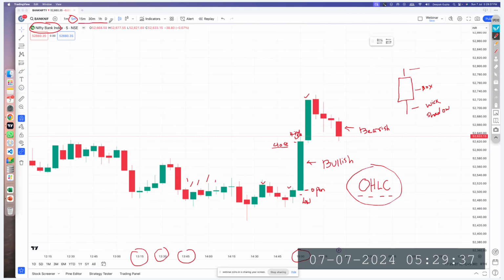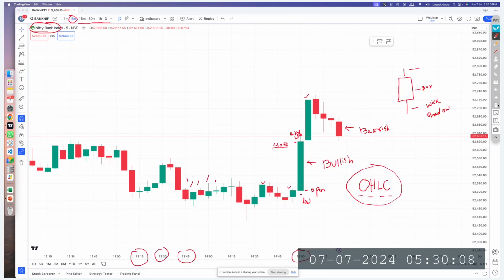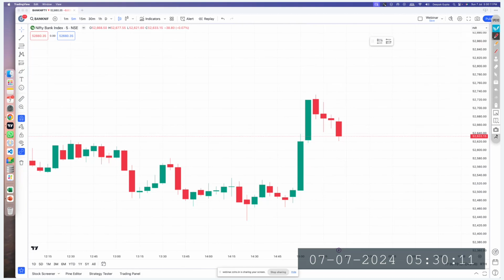You can select multiple time frames, beginning from 1 minute to 15 minutes, 30 minutes, 1 hour, a day, week, month, year. So it is up to you what time frame you want to analyze the movement of any chart or any asset. Okay. So what we have is the price movement for Bank Nifty on a 5-minute duration.